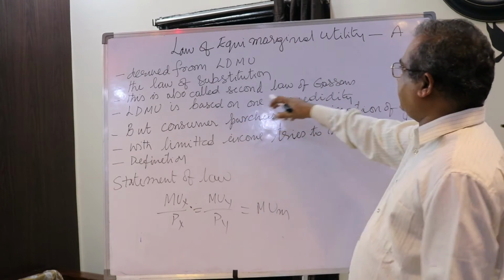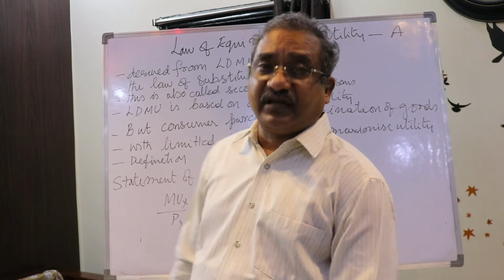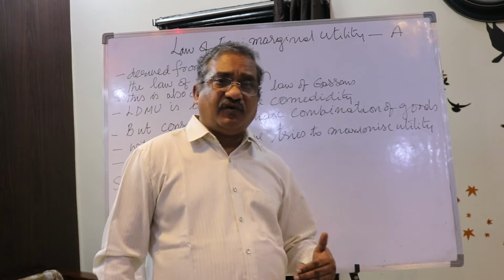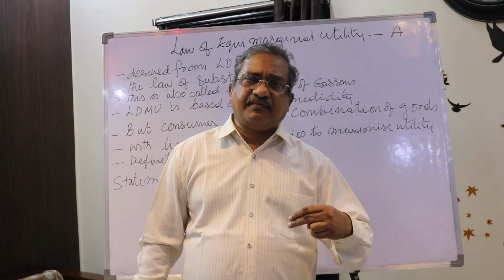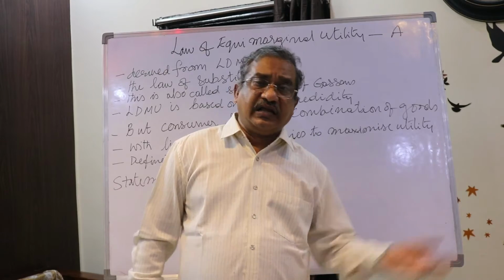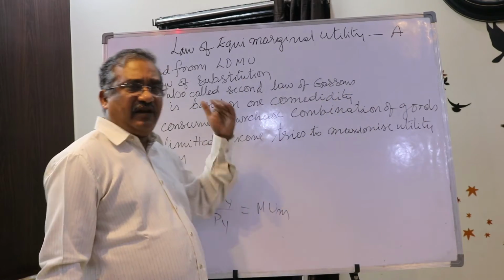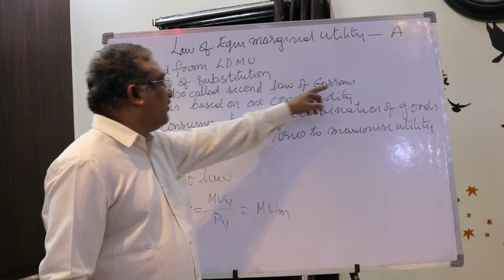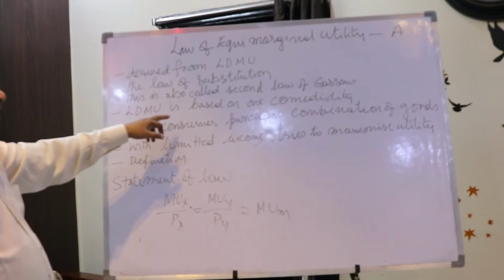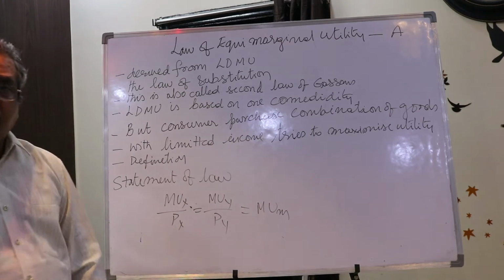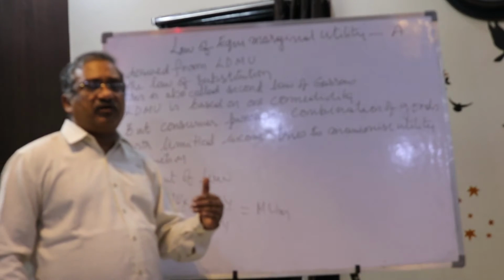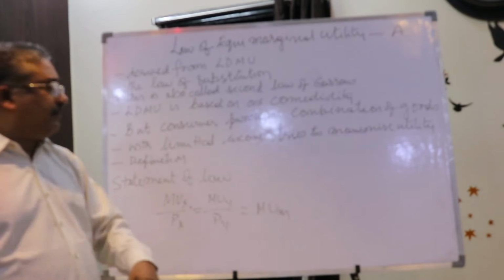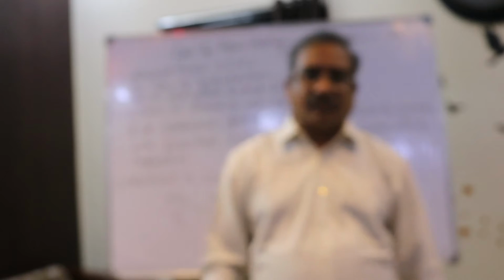Another thing is, this law is also called the second law of Gossen. In 1854, H.H. Gossen found two laws dependent on consumer behavior: the law of diminishing marginal utility and the law of equi-marginal utility. This law of equi-marginal utility is considered the second law of Gossen. The law of diminishing marginal utility is based on only one commodity. I already told you many times that these two laws should be differentiated. But the consumer purchases different combinations of both.